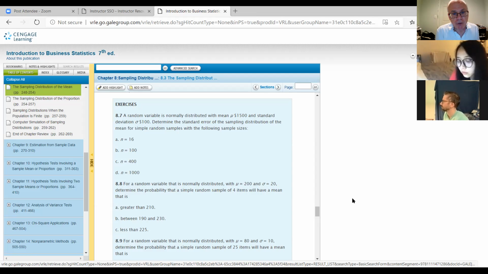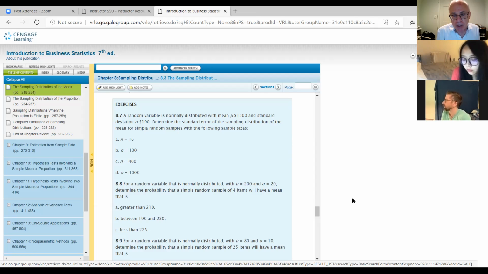So the mean here is $1,500. The standard deviation is $100. And they want you to determine the standard error of the sampling distribution of the mean for simple random samples with the following sample sizes. So let's define what they're asking for here.